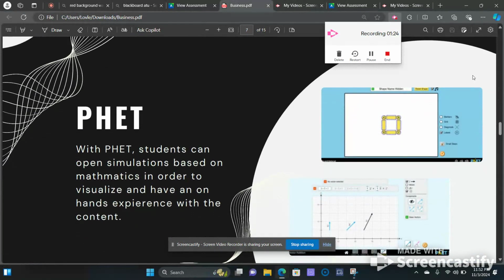The first technology tool is PhET. With PhET, students can open simulations based on mathematics in order to visualize and have a hands-on experience with the content. Ms. Mobbs can also select specific simulations and create assignments based around those simulations where students have to use them to get the answer to the question.